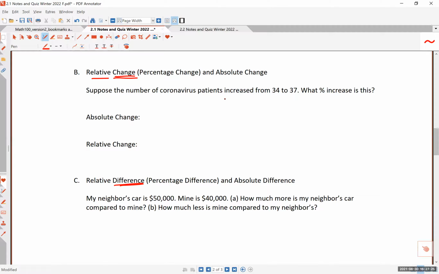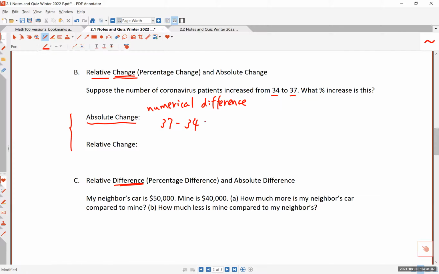Suppose that the number of coronavirus patients increased from 34 at a school to 37 at the same school. What percent increase is this? An important concept here is to differentiate between what is called absolute change and relative change. Absolute change, by this fancy term, all we mean is the numerical difference. Difference is the word we use to denote the answer to subtraction, right? So basically, all we are saying is find the difference.